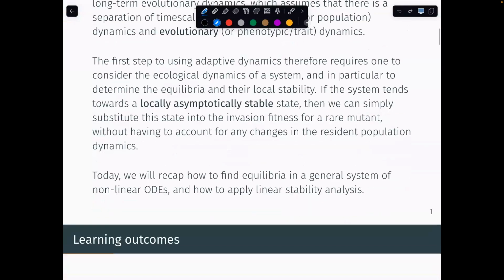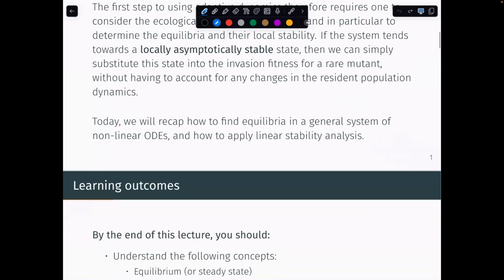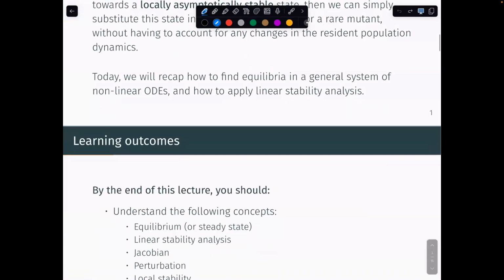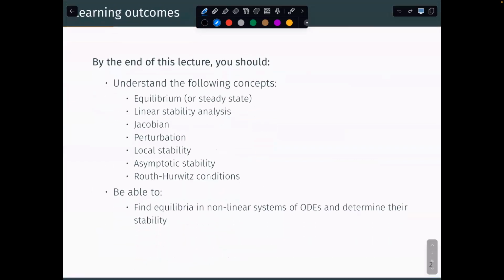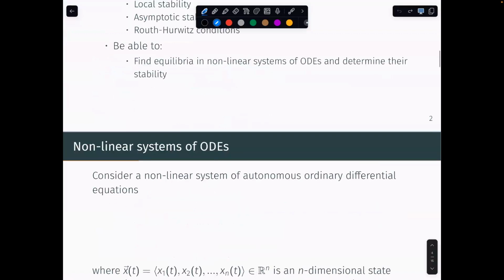Hopefully, you should have met this stuff before. If not, it should contain everything you need to know. We'll go through an example at the end as well. So we'll recap equilibria or steady states, linear stability analysis, what it means, what we're actually trying to do. We'll meet the Jacobian again. We'll talk about perturbations and ideas about local stability rather than global stability. This idea of asymptotic stability, which basically means we're just tending towards an equilibrium in the long term, and something called the Routh-Hurwitz conditions, which can help you simplify some of the analysis.